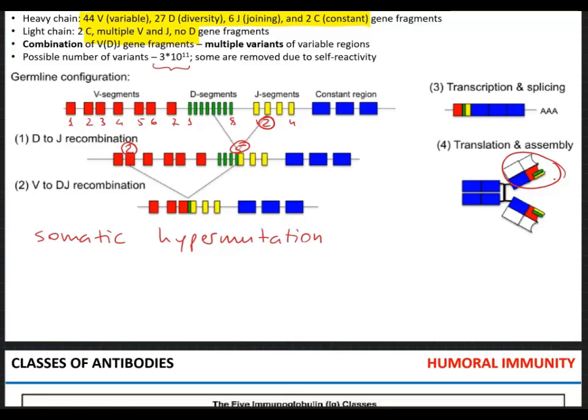No. What is germination? How do you understand the term germination? Reproduction, yeah. Germ cells are reproductive cells. So effectively, oocytes and spermatocytes. That's it. That's a germline.